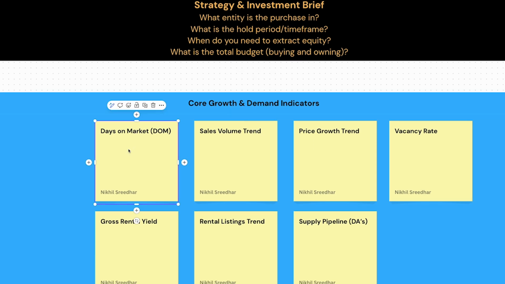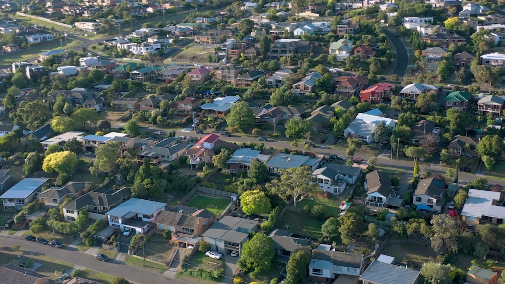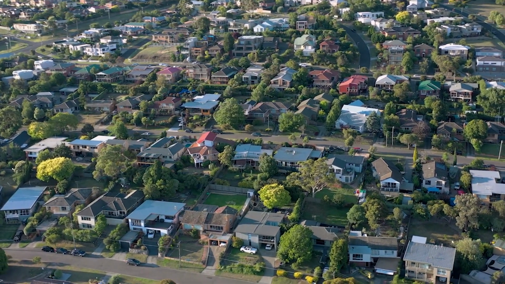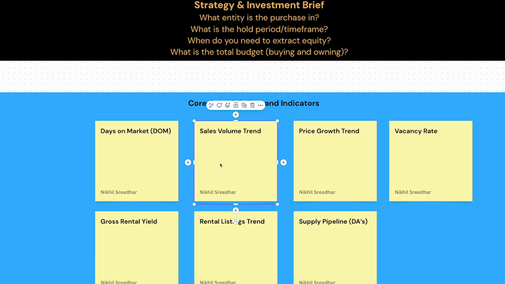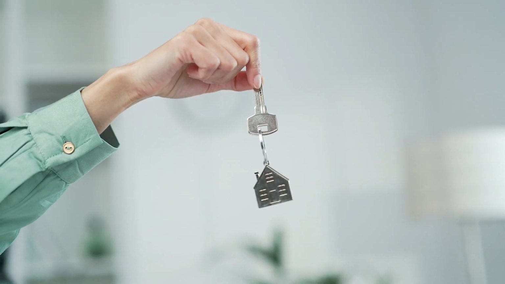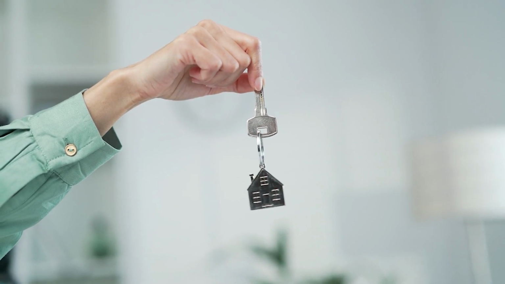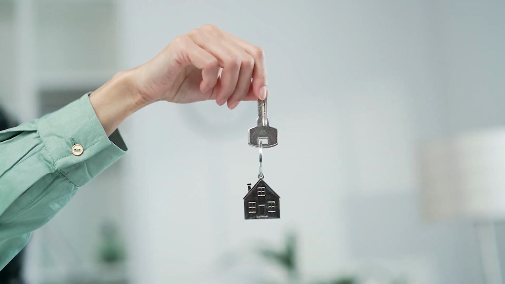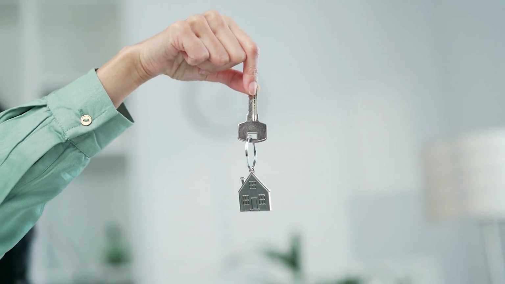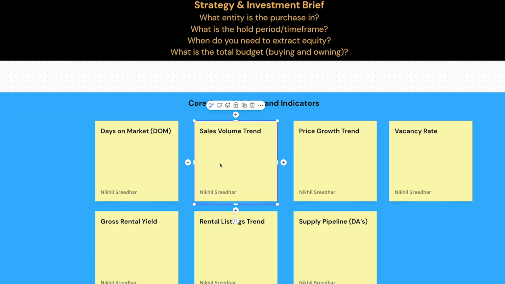The first one is days on market. This is how long properties take to sell. If homes are selling quickly, that signals strong buyer demand. So therefore, you look for a decreasing trend and ideally under 60 days on market, preferably around that 30-day mark. The next data point is sales volume trend. This shows how many properties are being sold in that particular region. A rising sales volume tells us that the market is active and the data, importantly, is reliable. However, if sales are low or dropping, the market may be stagnating or there just simply isn't enough data for you to make a statistically reliable analysis.